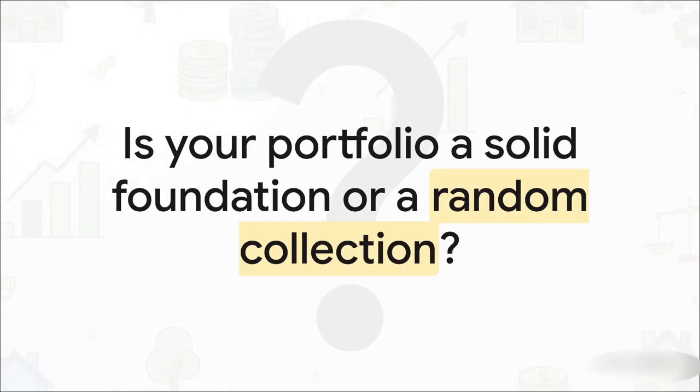So, let me ask you something. Take a look at your own investments. Is your portfolio built on a solid foundation, or is it more of a random collection of things you've picked up over time? See, building a portfolio without a clear asset allocation strategy is like trying to build a house without a blueprint. You might have the best bricks and the best wood, but without a plan, that structure is weak, and it's probably not going to survive the first big storm. Asset allocation is that essential blueprint for your financial future.